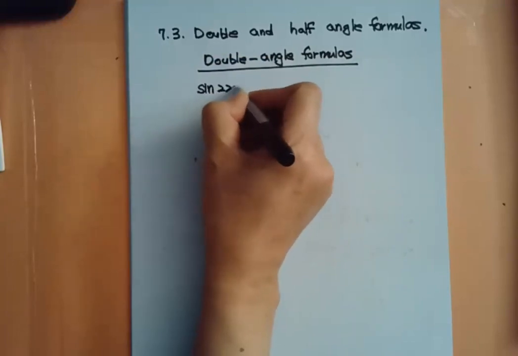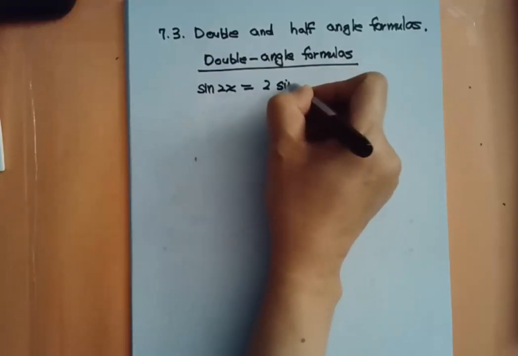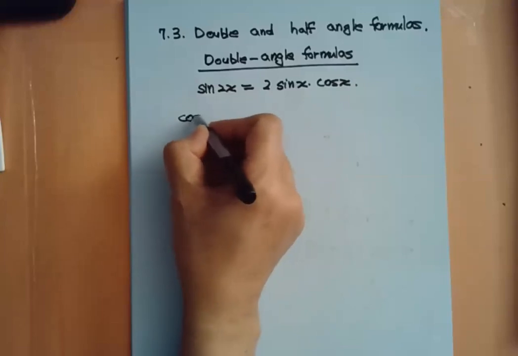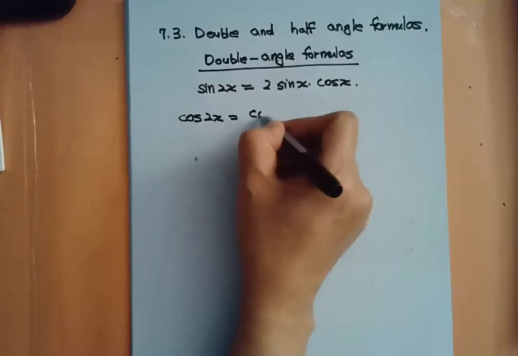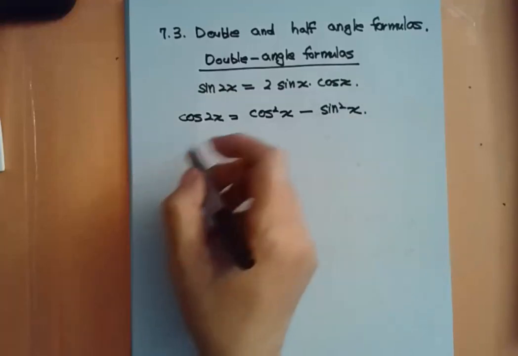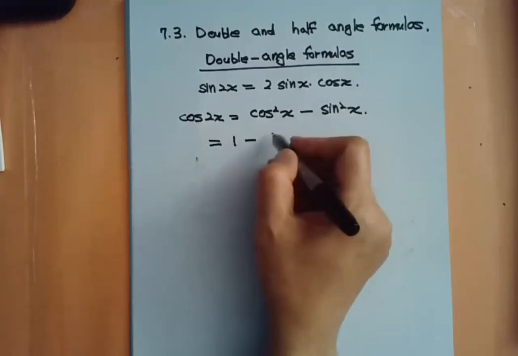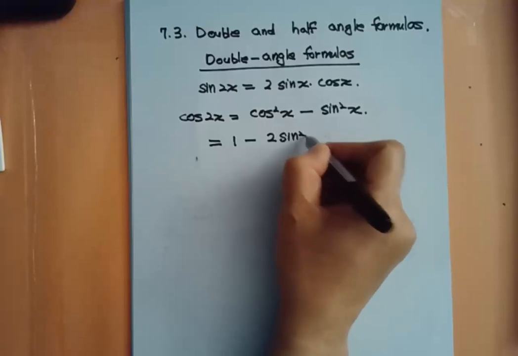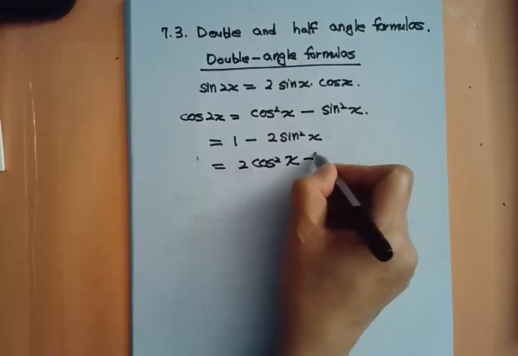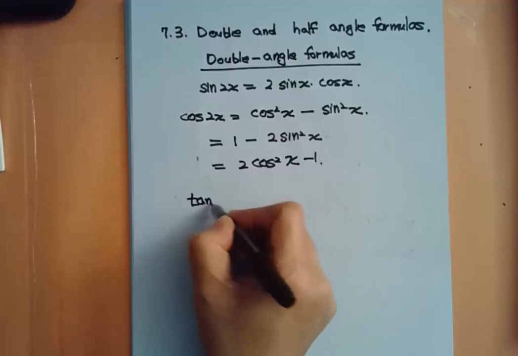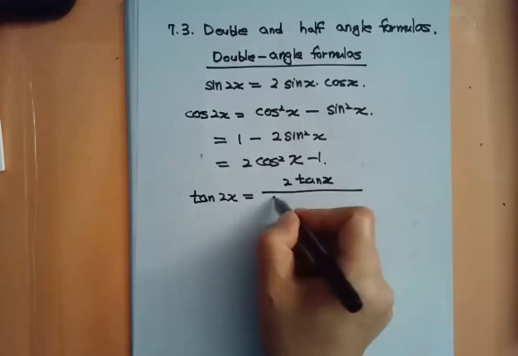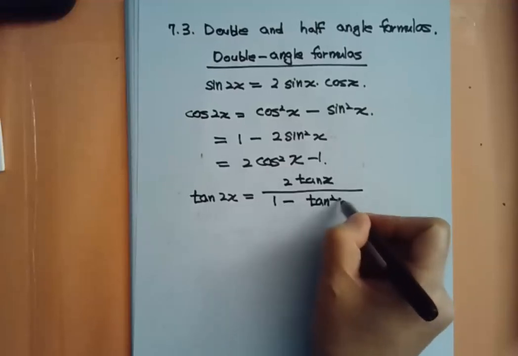Sine of 2x equals 2 times sine of x times cosine of x. And the cosine of 2x equals cosine squared of x minus sine squared of x. And it can also be written as 1 minus 2 sine squared of x, and it is also 2 cosine squared of x minus 1. And the tangent of 2x equals 2 times tangent of x over 1 minus tangent squared of x.